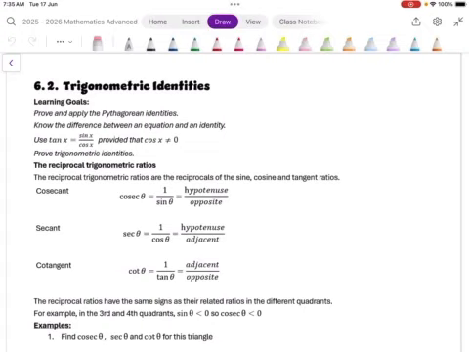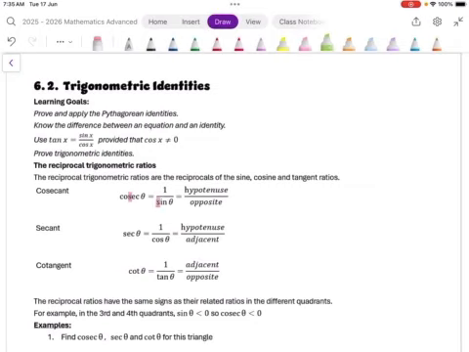So the reciprocal trigonometric ratios are the reciprocals of the sine, cosine, and tangent ratios. Our first trigonometric reciprocal ratio is cosecant. We write cosecant as cosec, and this is equal to 1 over sine, meaning that its ratio is the hypotenuse over the opposite side. How we can remember that cosec is 1 over sine is the third letter in cosec is the first letter in sine.